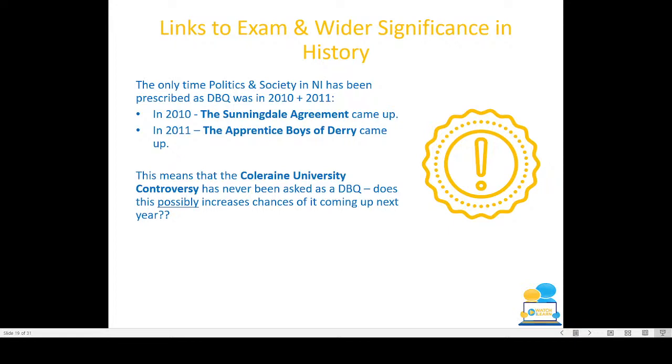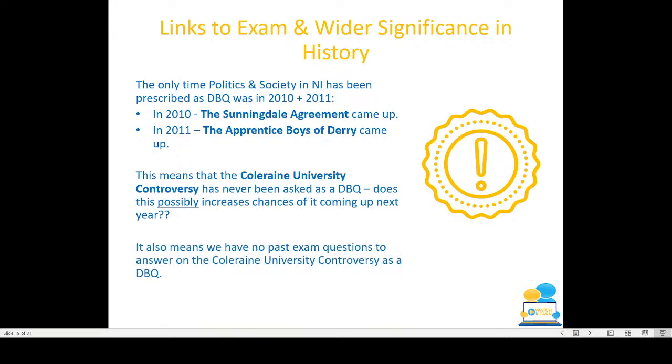We've seen that if we look at the past Leaving Cert papers, people have been let down where they bank a case study. We're going to cover all three in significant detail, and they all lead into each other. They all help support a better understanding and a better development of our knowledge of politics and society in Northern Ireland. But what that also means is we have no past exam questions to answer on the Coleraine University Controversy as a documents-based question.